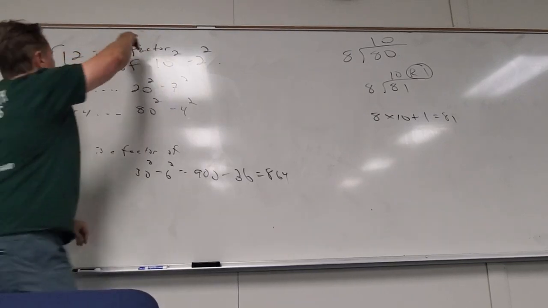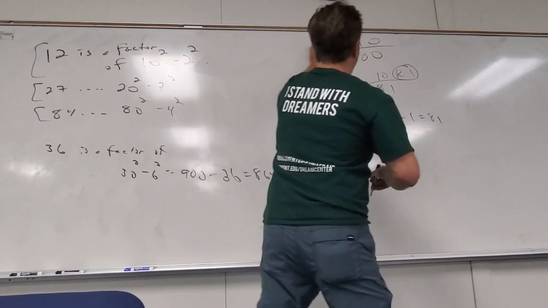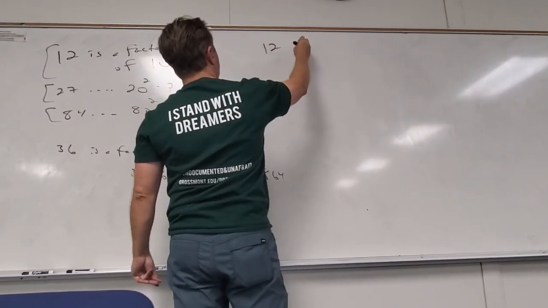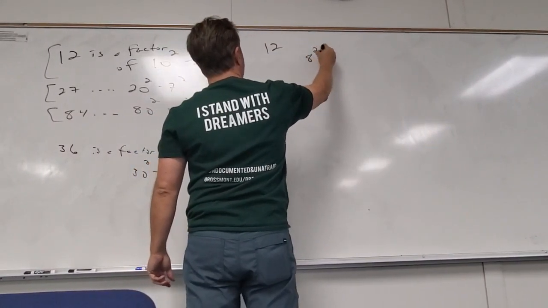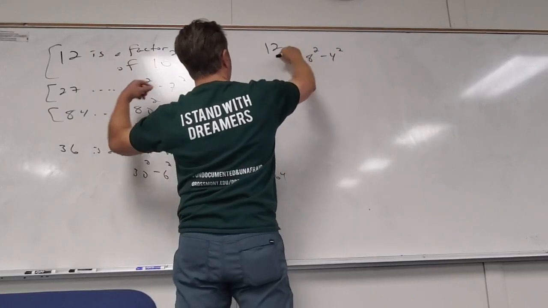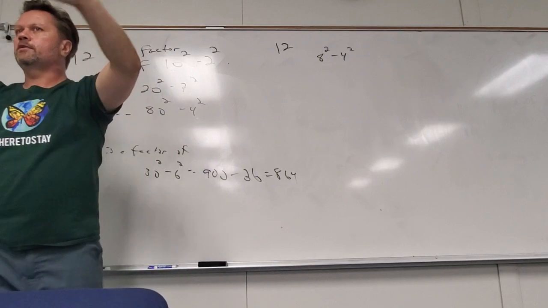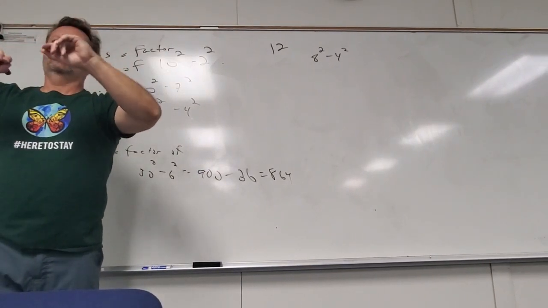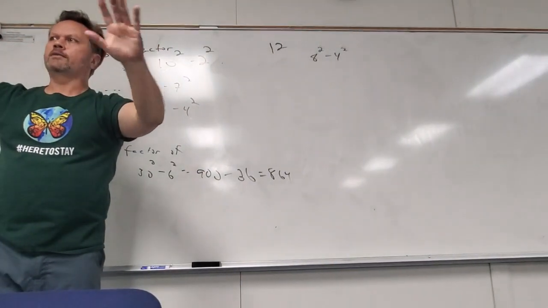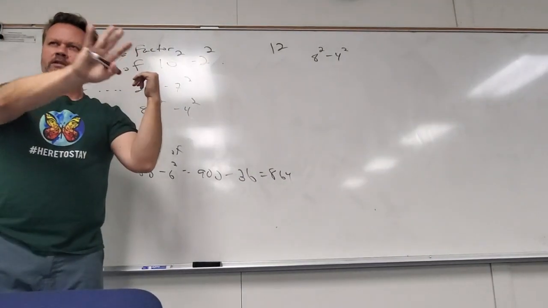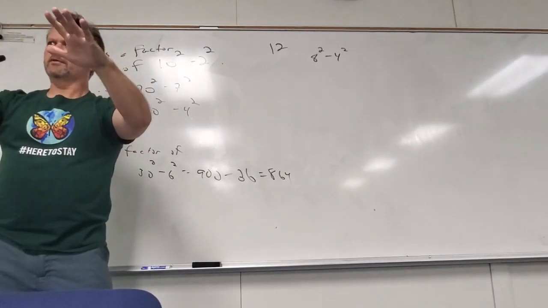So watch this. I'm going to take their first one, 12. And let me investigate. What if I do 8 squared minus 4 squared? Isn't 8 plus 4 12, just like 10 plus 2 is 12, correct? You guys agree? You guys see what I'm doing? I'm going a little bit beyond what they ask, and you're all like, don't. But this is the relatively easy part still. We haven't brought the variables in yet.